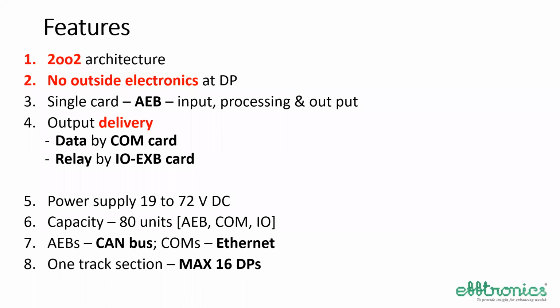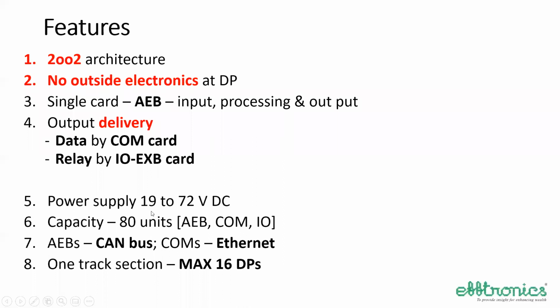It takes the input not from one unit, but a number of units. That's how a track section is formed. So when I said more number of inputs, I meant from other AEBs also. Output delivery as data is done through the communication card. And if you want a relay interface, it is the IO EXP card. So this COM card does many things. Out of that, giving the vital output in the form of data is one of the jobs of the COM card. If you are giving an IO EXP card, do you require a COM card? Still you require it because it does other jobs also.